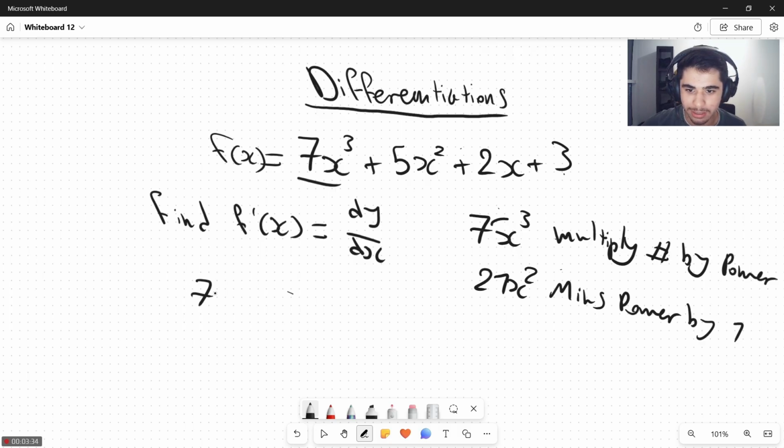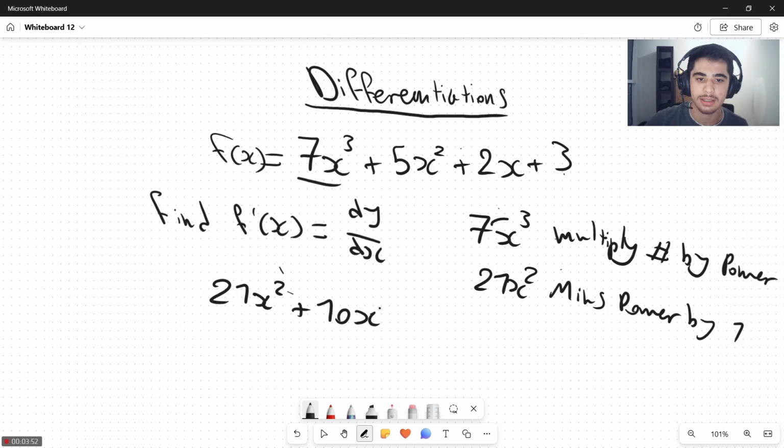So we found that this was 21x squared, because 3 times 7 is 21 and 3 minus 1 is 2. Plus 5 times 2 is 10x, and 2 minus 1 is 1, so we just don't write that. And this is where it gets interesting. When it's just a number and an x, like 2x to the power of 1, right?